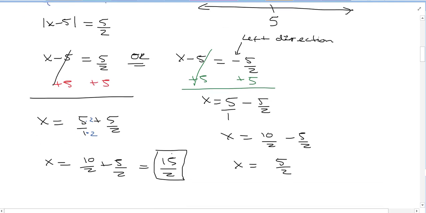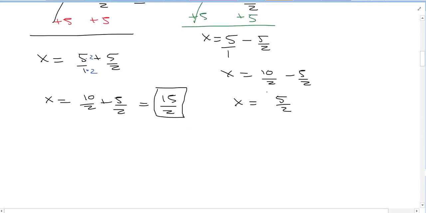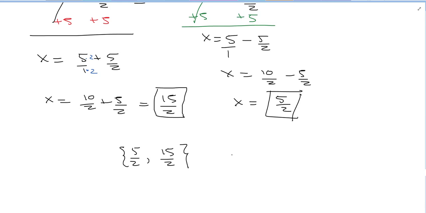So how do you write your answers? You can box them up like I did here, or you can write it as a solution set. So the answers are 5 halves and 15 halves. Always write the smallest one first, or left to right if you're moving along a number line. And those are our solved equations. With absolute values, the main thing to remember is that you always have two answers if it's an equation, and if it's an inequality, you have two inequalities to solve.